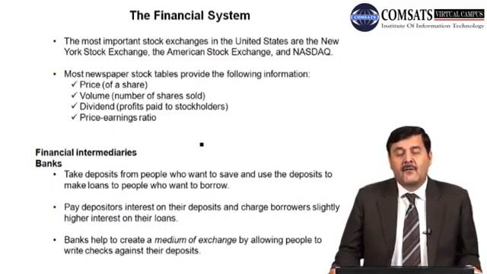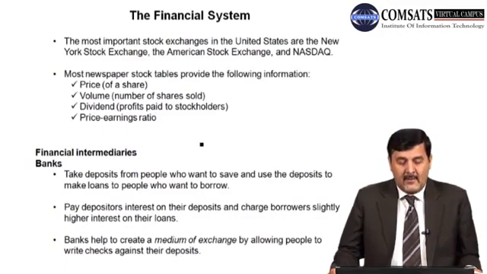Volume, number of shares sold, right? How many shares have been sold and how many shares have been left of that particular company. Dividends, the profit paid to the stockholder. There is information about the dividends and the profit which is going to be paid to the shareholders. And the last is the price earning ratio, right? There is a ratio given about the prices and the earnings of that particular stock or share.